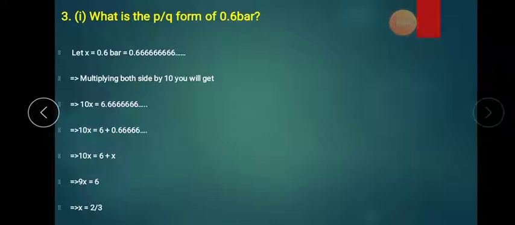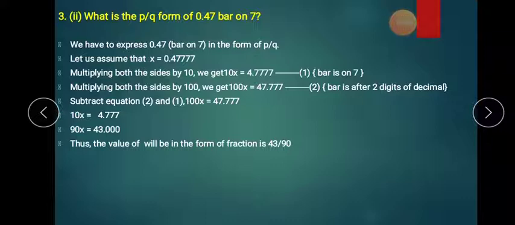Let us move to one more question. Question number 2 of the same type. What is the P by Q form of 0.47 bar on 7? That means the bar sign is on 7, not on 4. So 0.47 bar. Question is clear? Bar is on 7. Okay. So we have to express 0.47, that is bar on 7, in the form of P by Q.